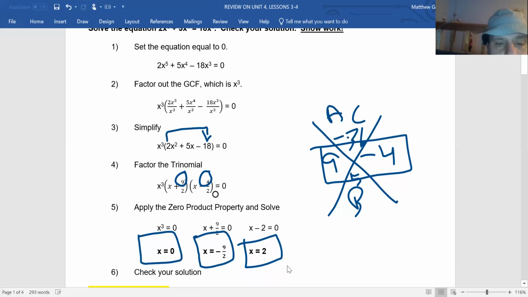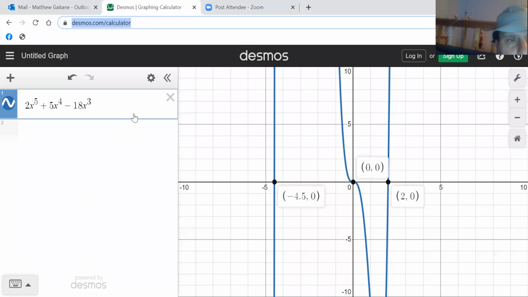And I recommend you check your solutions on Desmos. So let's share the graph that I prepared. These will all be prepared quickly, so you can just go through them quickly. I plug the function in, and of course, -9/2 is -4.5.